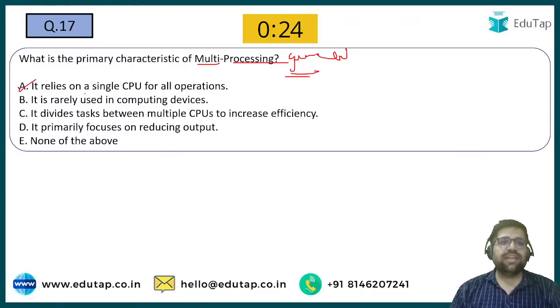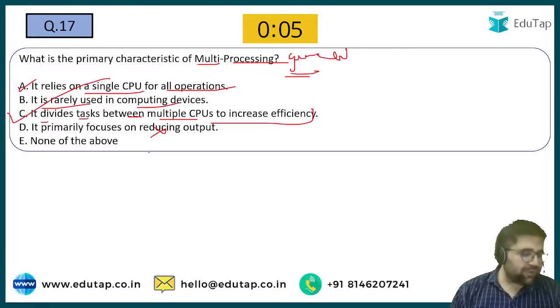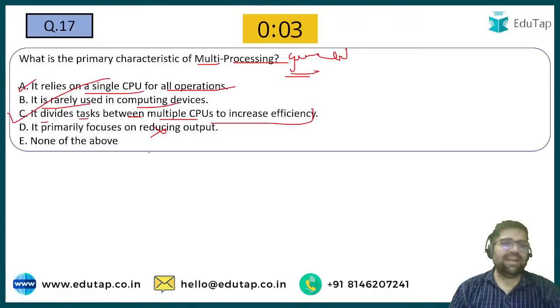It relies on the single CPU for all the operations. It is rarely used in computing devices. It divides tasks between multiple CPUs to increase efficiency. The primary focus on reducing. Now, this option D cannot be your right answer. So those who will say option D, I will definitely be angry with you. Okay. Therefore, the answer will be option number C. Yes, C is the correct answer. It divides the task between multiple CPUs to increase the efficiency.